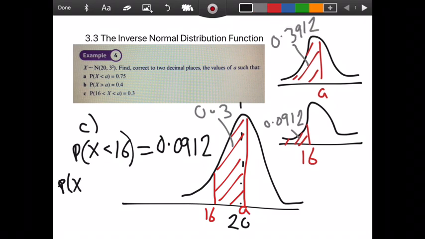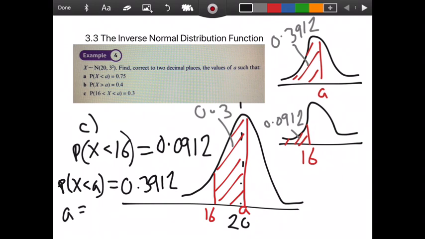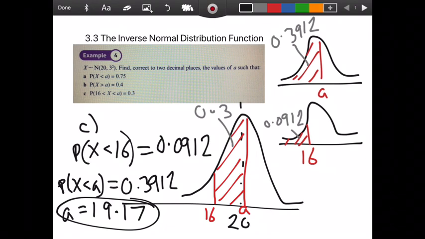So I can say the probability that x is less than A is 0.3912. So I'll get my calculator out again, menu 7, go to the inverse normal, so number 3. This time the area is 0.3912, standard deviation is 3, mean is 20, and I get 19.17. And I guess I can see from this sketch here, actually, I should have sketched a little bit further over to the left here, because it's actually less than the mean.